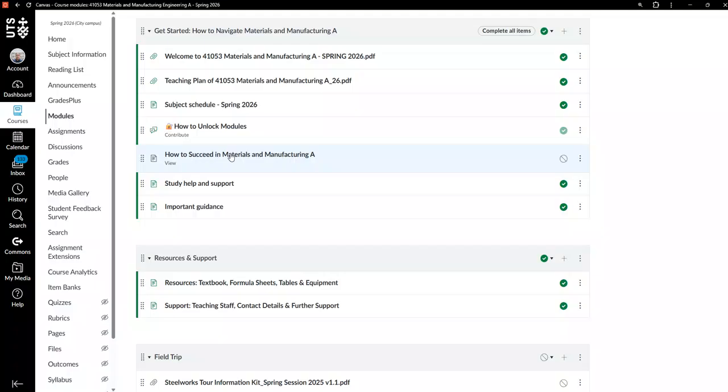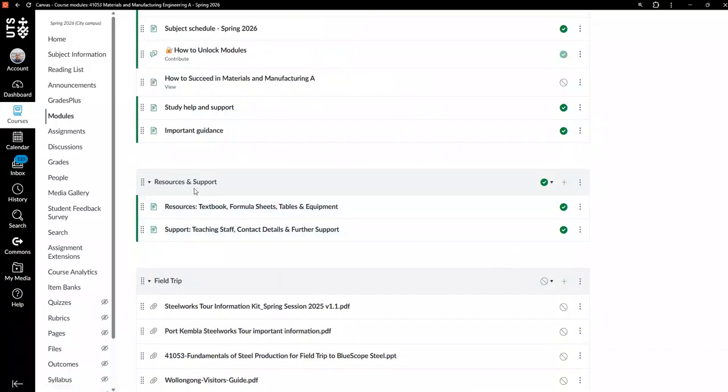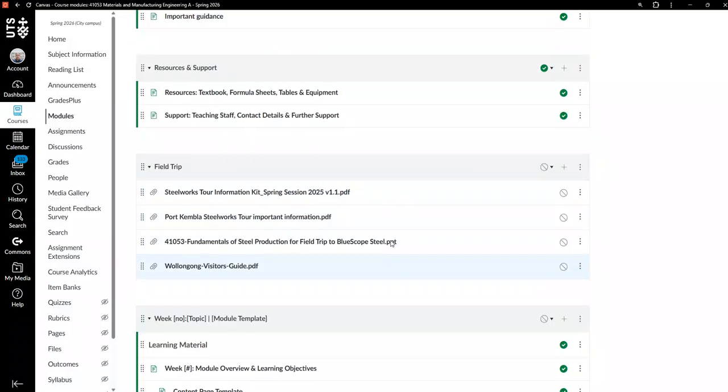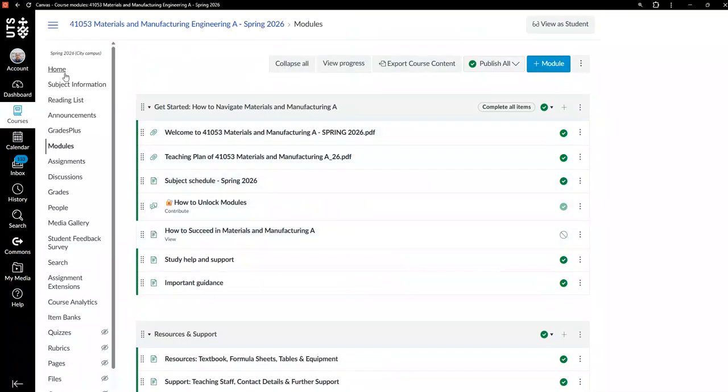Okay, how to pass the subject. You can have a look at this one. Study help, support and important guidance can be found here. These are some of the resources and support, like the textbook, formula sheet, and the tables and the equipment, and also supports like the teaching staff, the contact details, and further support. You can find the same details available for you on the contacts. We are going to open the field trip when we come to its time.